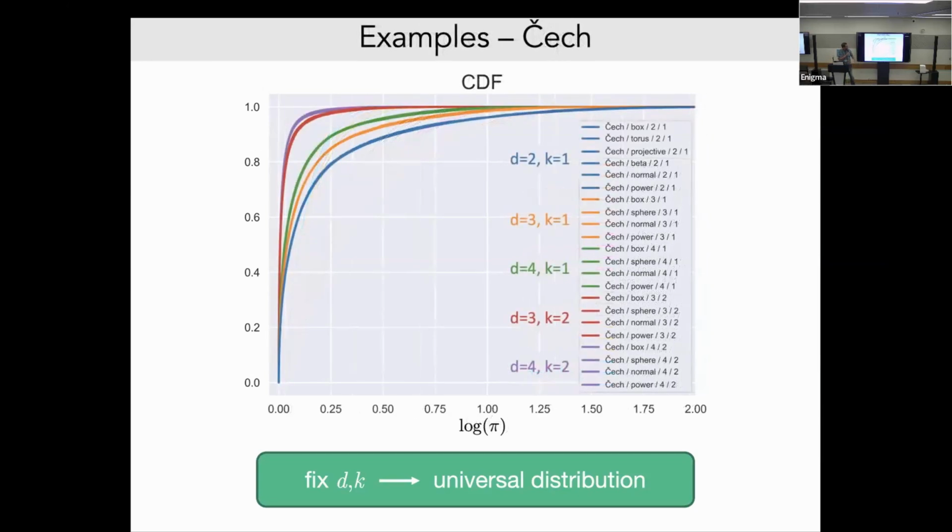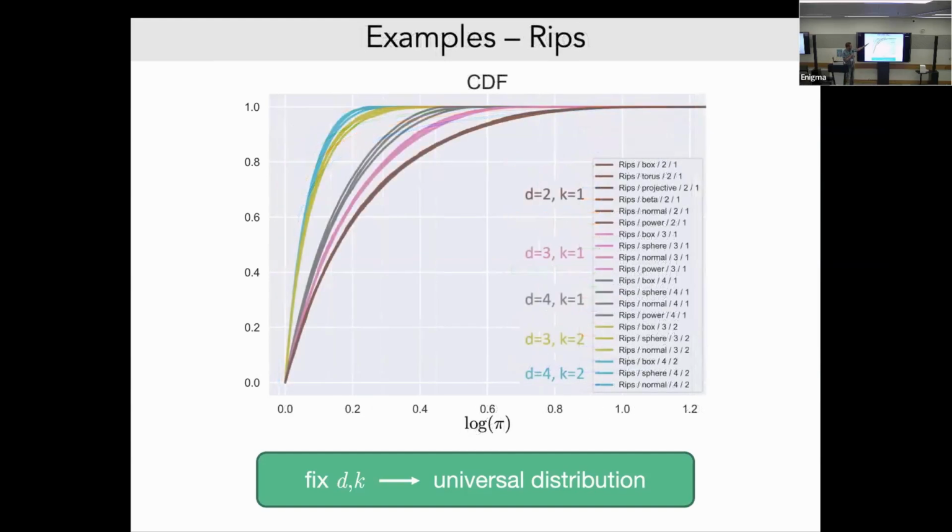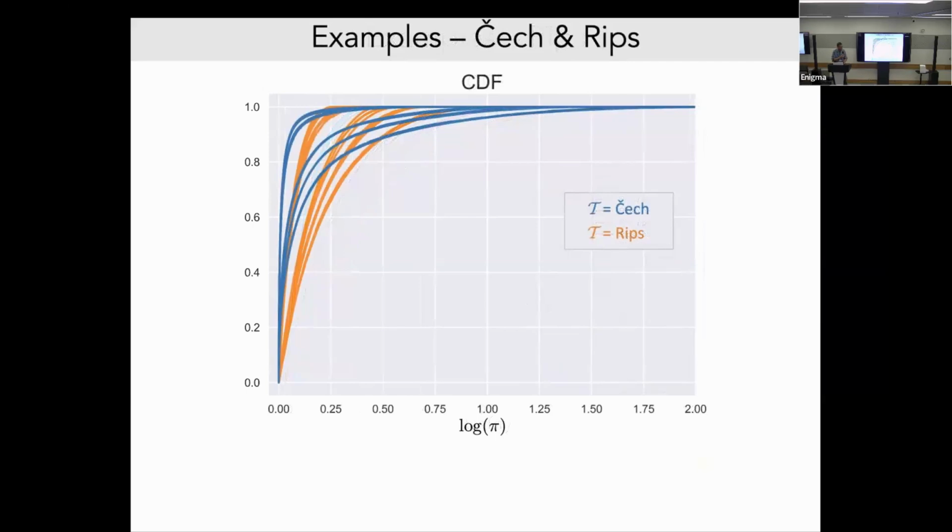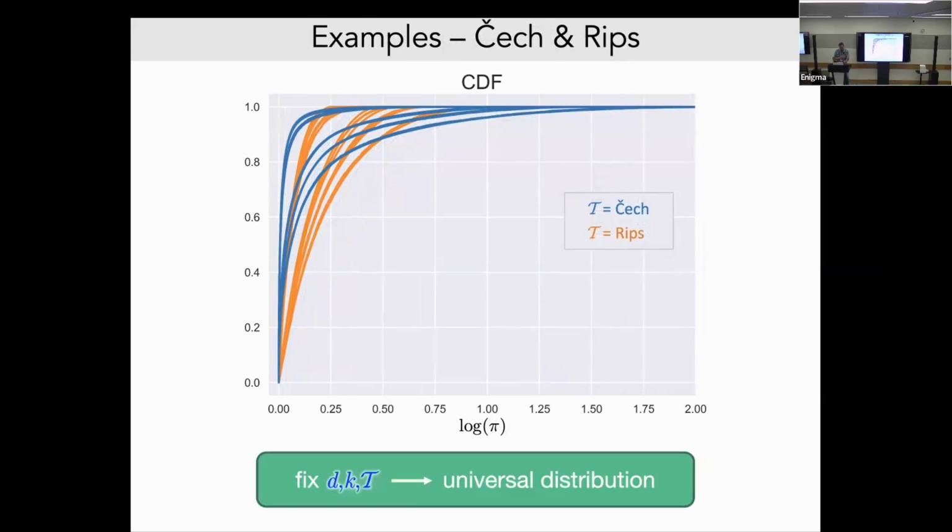Now, this was for the Čech complex. I told you there are two different structures we can study. For the Rips, it looks quite similar. There's a little bit of discrepancy here, but we'll resolve it later. It still seems like they're grouped together according to dimension, and it's quite the same. There is also a difference between those distributions, so it depends on what construction you're using. The bottom line from these simulations, at least, is that as long as you fix the dimension and the construction you're using, you end up with this universal distribution.